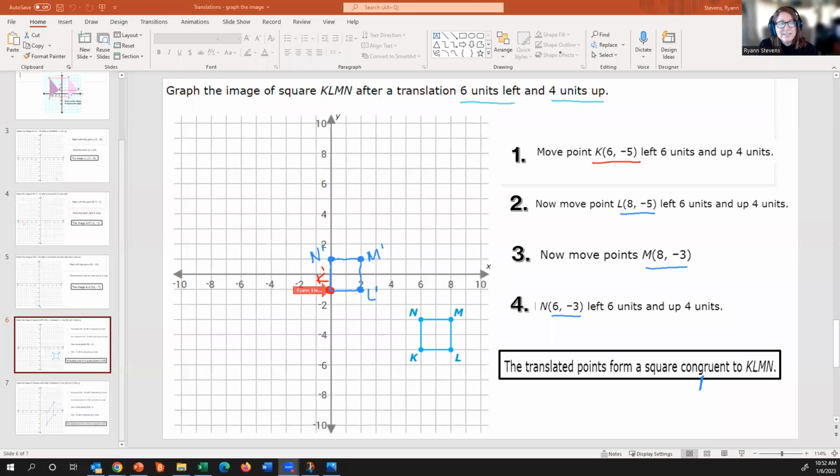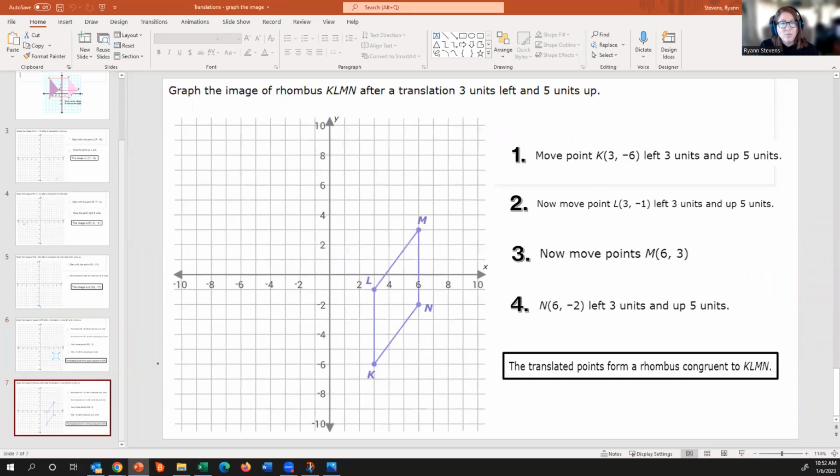We've got one more example here with another shape, another set of instructions. We want to graph the image of rhombus KLMN after a translation. And this translation is going to be 3 units to the left and 5 units up. So we can see that we're going left and we're going up, so both the x and the y coordinates are going to change.